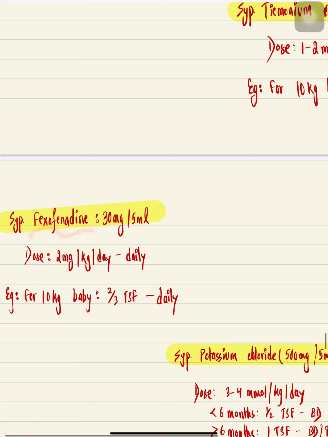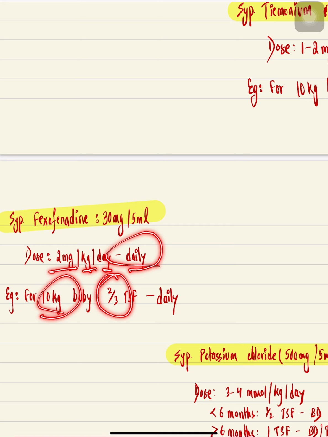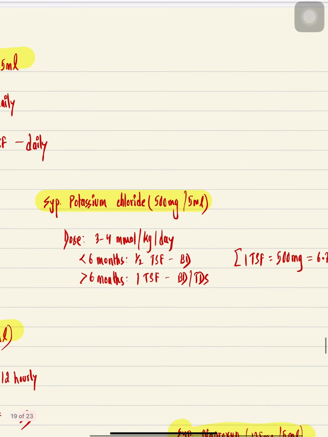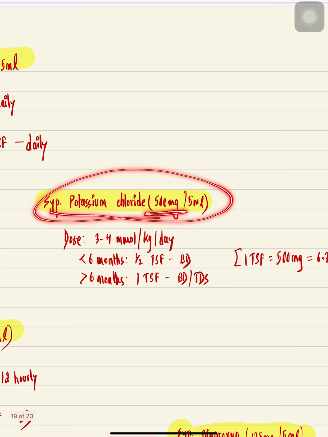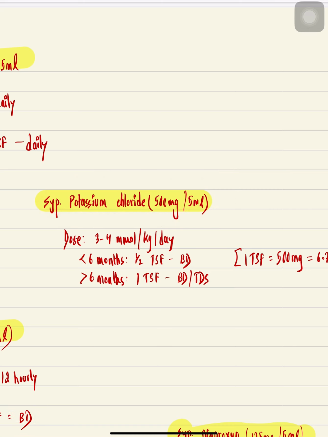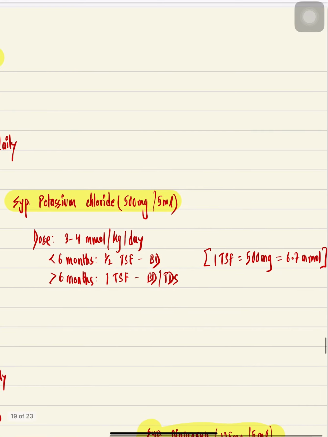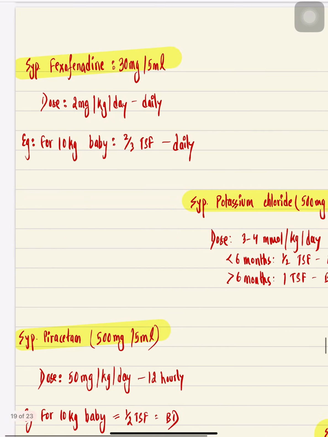Syrup fexofenadine 30 mg over 5 ml. Dose is 2 mg per kg per day, daily; for a 10 kg baby, 1 TSF daily. Syrup potassium chloride 500 mg over 5 ml. Dose is 3 to 4 millimole per kg per day. Less than 6 months, half TSF; more than 6 months, 1 TSF BD or TDS. 1 TSF equals 500 mg equals 6.7 millimole.